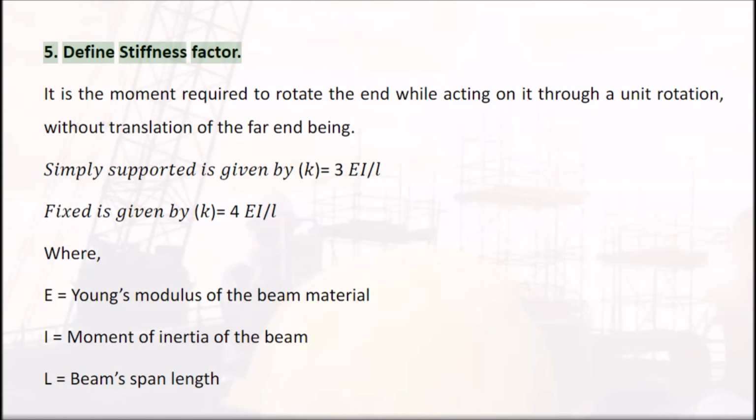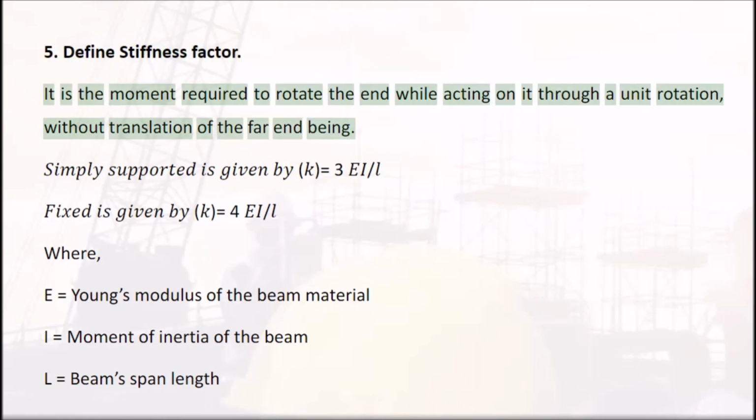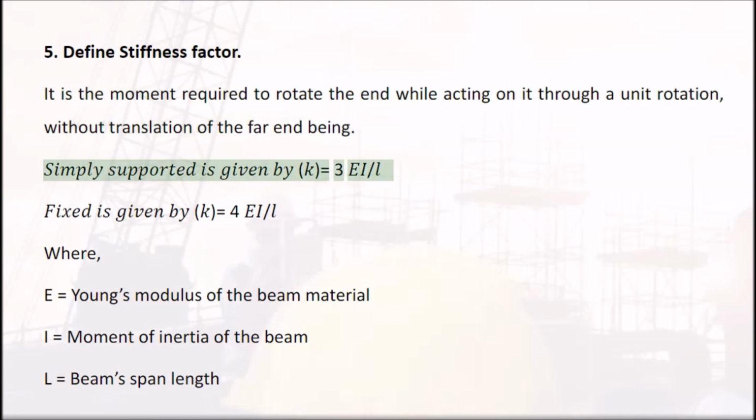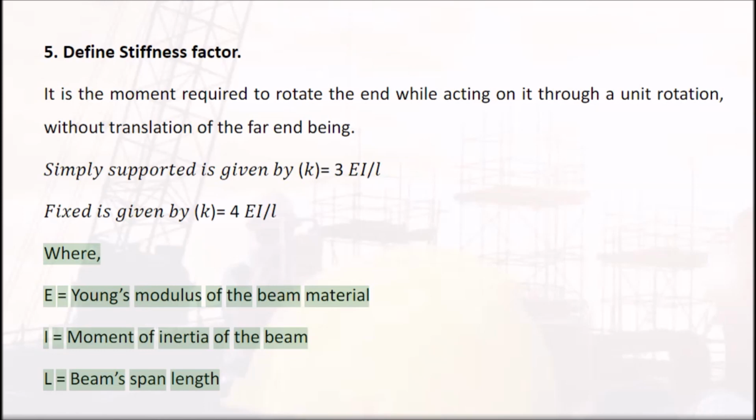5. Define stiffness factor. It is the moment required to rotate the end on which it is acting through a unit rotation, without translation of the far end, k equals 3EI/L for a hinged far end, and k equals 4EI/L for a fixed far end. Where E equals Young's modulus of the beam material, I equals moment of inertia of the beam, L equals beam span length.